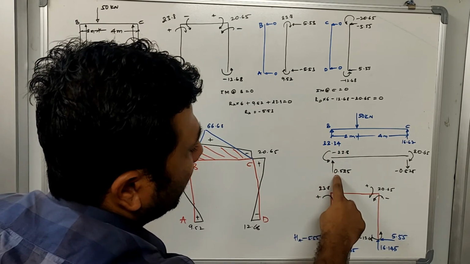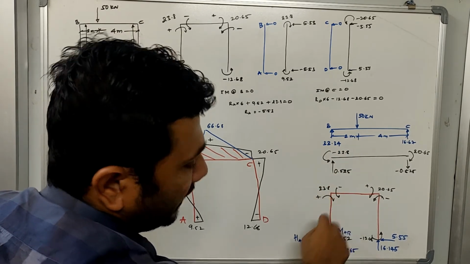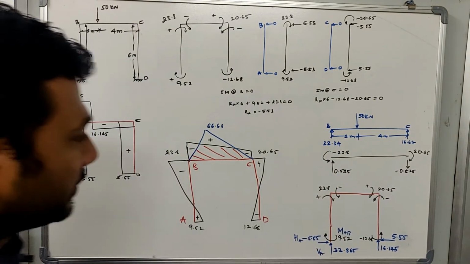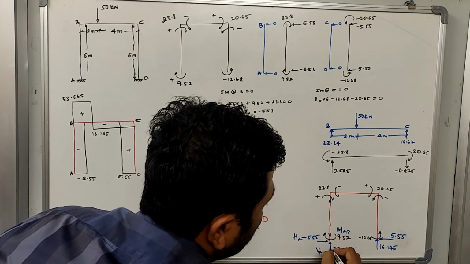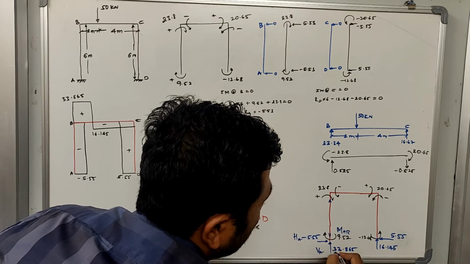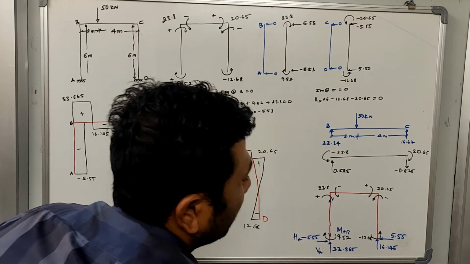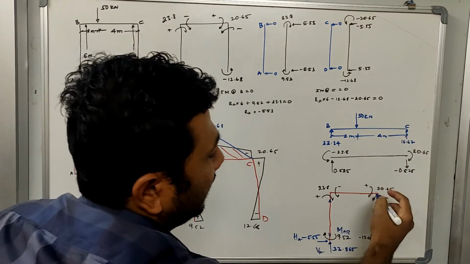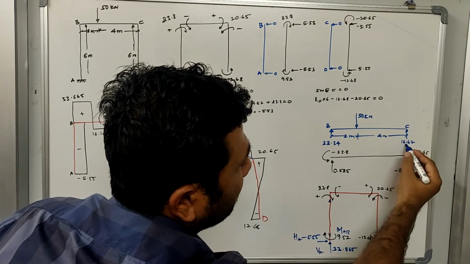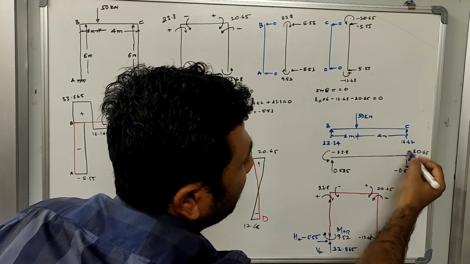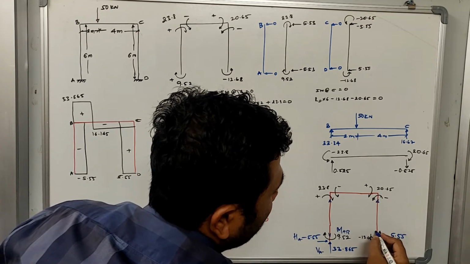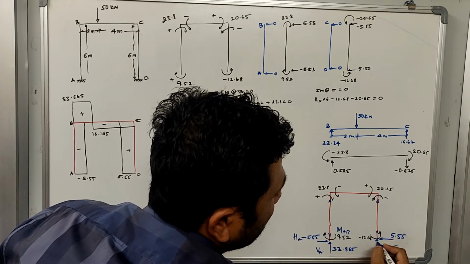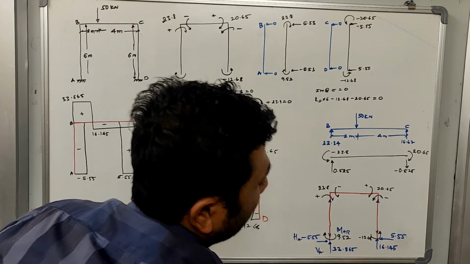33.34 plus 0.525 is the reaction that is developed at this point. The same reaction will be transferred over here, so this will be 33.865. Similarly at joint C, the total reaction we are getting is 16.67 minus 0.525. That is the reaction developed here, and it will be transferred to support D, which is 16.145.